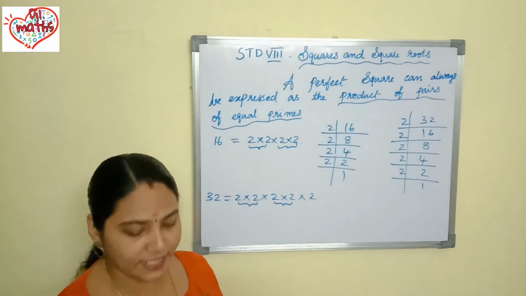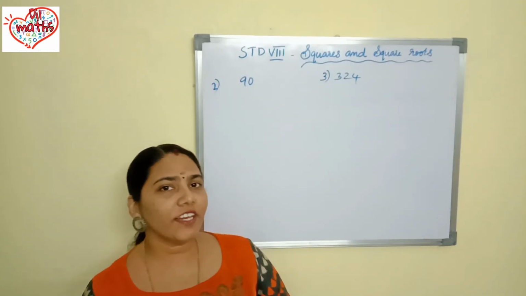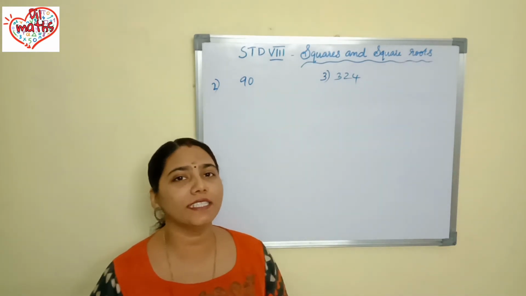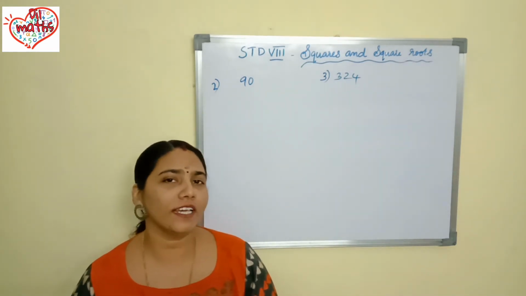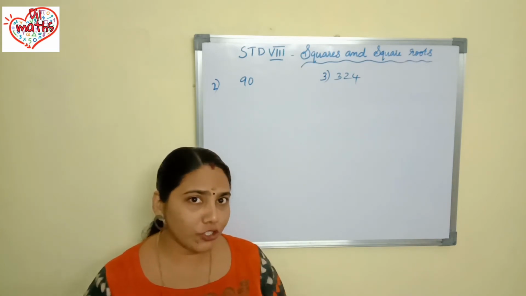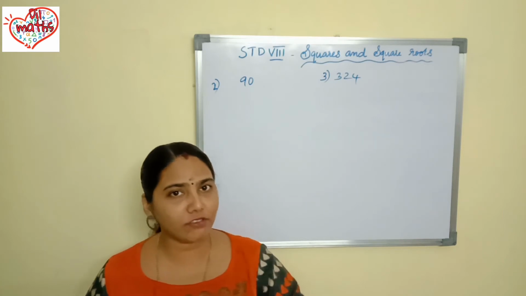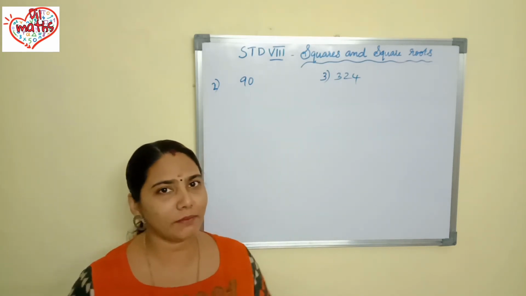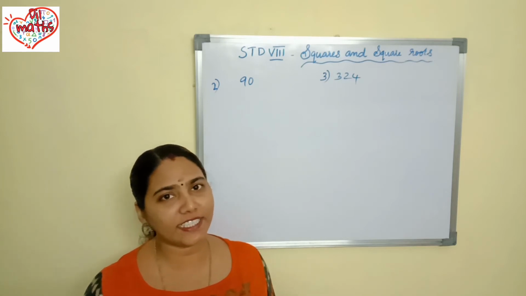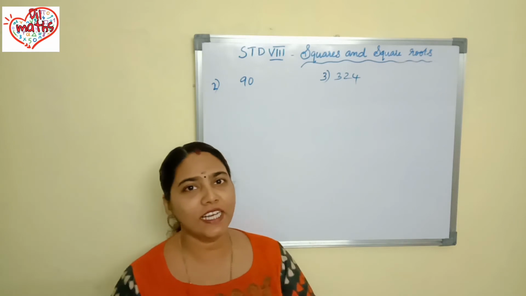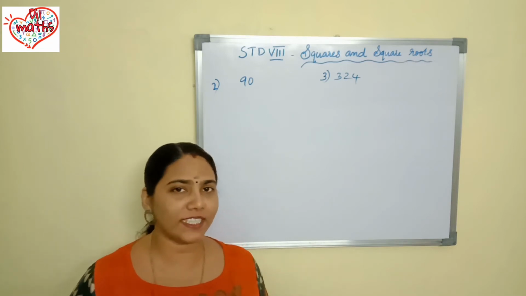Okay, we will check one more example. Here we have taken two numbers, 90 and 324. We should check whether these numbers are perfect squares or not. For that, what should we do? We should do the prime factorization of these two numbers. What do we mean by prime factorization? You should divide only by prime numbers, isn't it? If you don't know how to find the prime factorization of a number, you can check my channel. I already uploaded prime factorization of numbers.